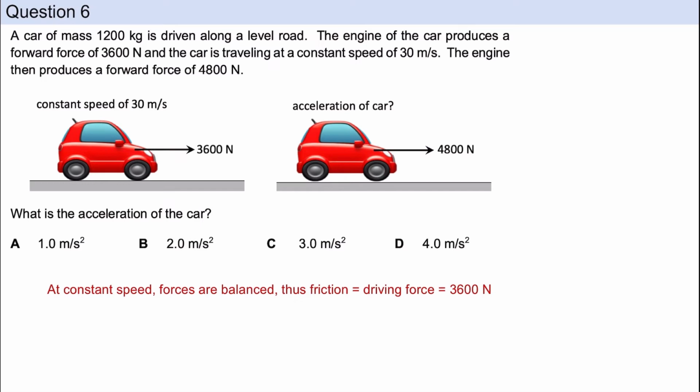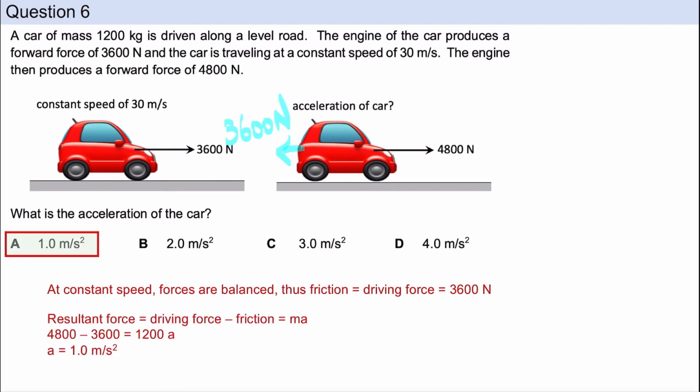When the engine now produces a forward force of 4800 newtons, there is still a 3600 newton force of friction, and this causes the resultant force, which equals driving force minus friction, to equal ma. You use 4800 minus the frictional force of 3600 newtons, and that will give you the acceleration of 1.0 meters per second squared.